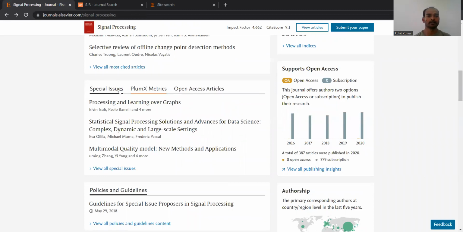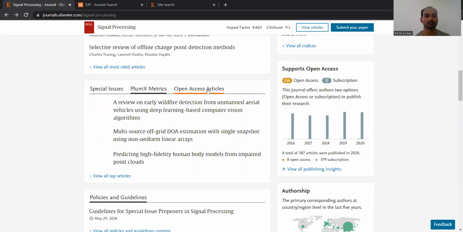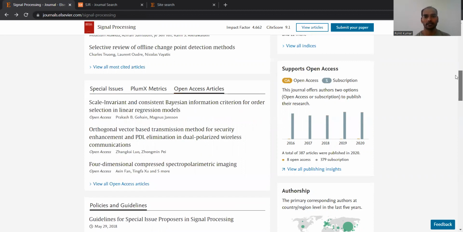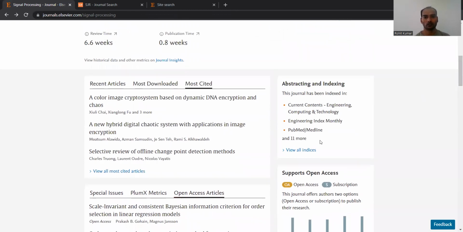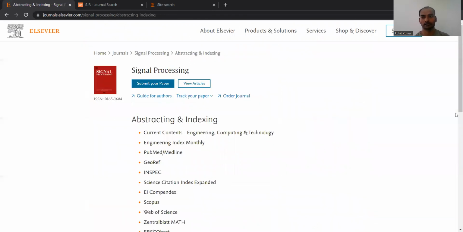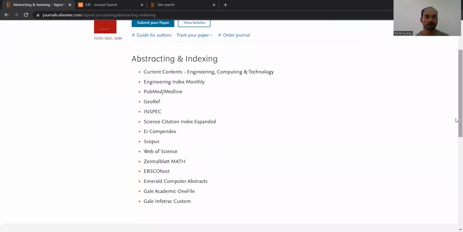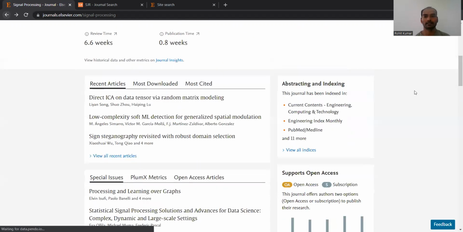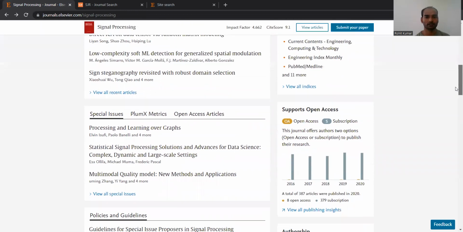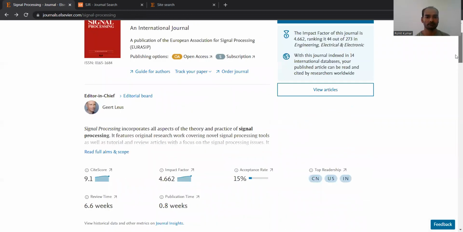Okay, then spatial issues, Plumx matrices, and the open access articles are provided here. If you want to see the different indexings, click here and you can see a fair number of indices, and obviously we are interested in SCI listing only, so obviously it is here. So the journal is SCI indexed, and the impact factor is close to 4.4, which is a good one, and the acceptance rate is 15%.